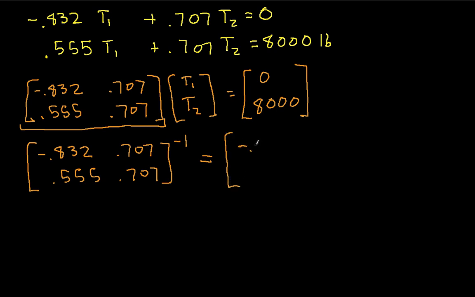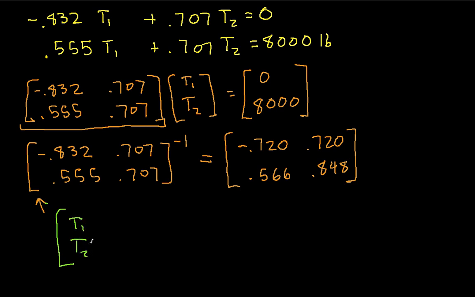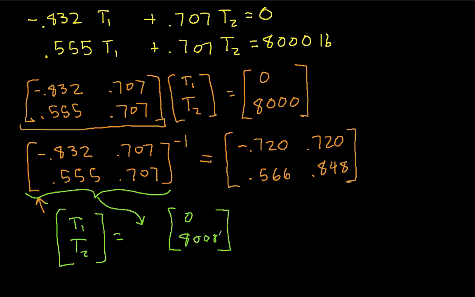minus 0.720, 0.720, 0.566, 0.848. Okay. And then, given that I have this inverse, I can find T1 and T2. They will be equal to this inverse times 0, 8,000, this vector here. And if I work that out, then I get a vector.